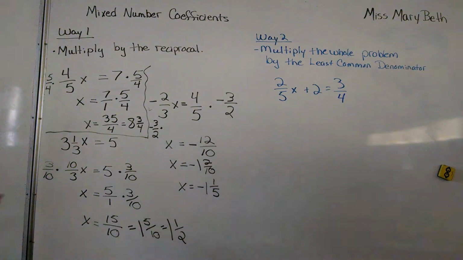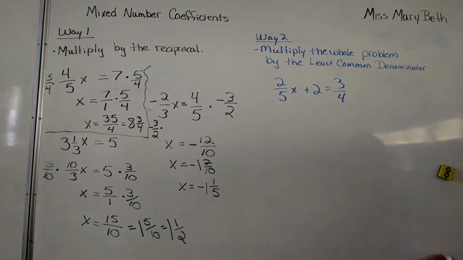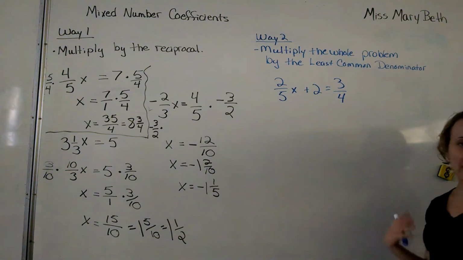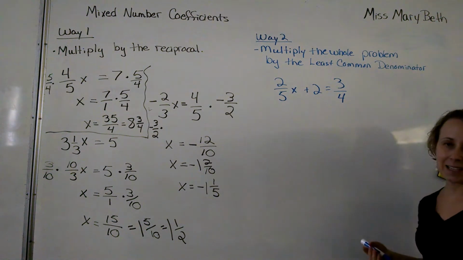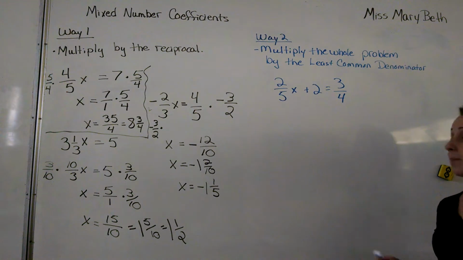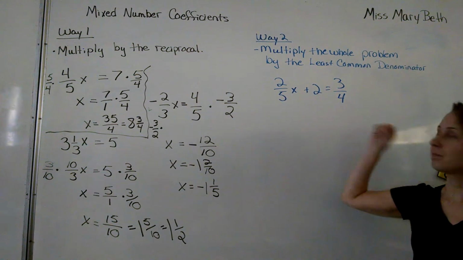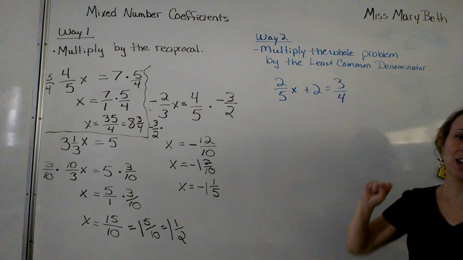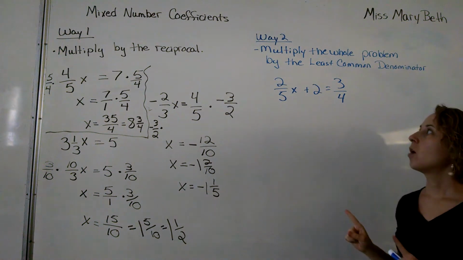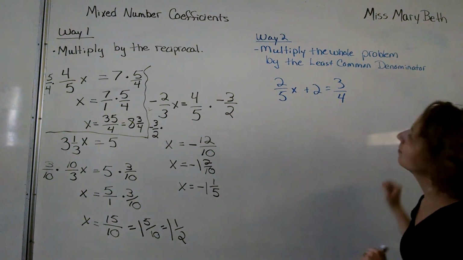Okay, so this is way 1, multiplying by the reciprocal. I want to show you one other way, and this uses your least common denominator. Now, when we're multiplying and dividing fractions, we don't usually need a least common denominator. The least common denominator is when we're adding and subtracting, and that's when we want to make sure that we have the same denominator. You can use least common denominator to help you solve a problem with fractions so you don't even see the fractions. Let me show you what that looks like.